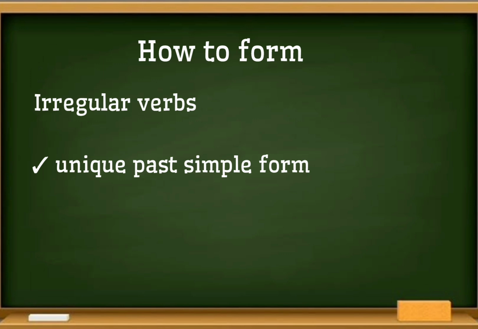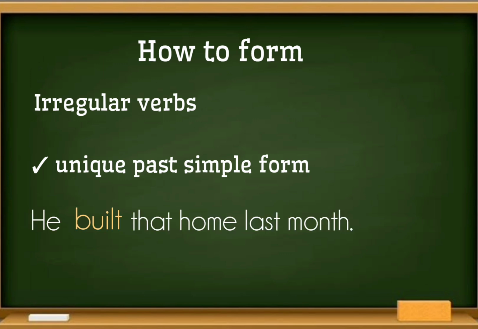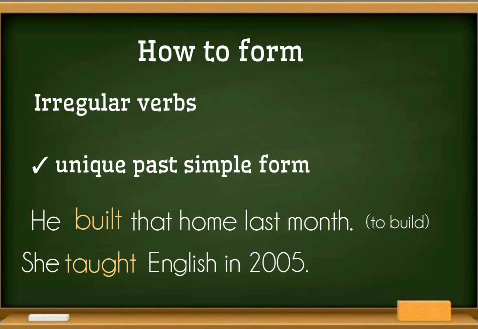For irregular verbs, remember, irregular verbs have a unique past simple form, which means we can't add d or ed to the verb infinitive form. For example, he built that home last month. The infinitive form of the verb built is to build. She taught English in 2005. The infinitive form of the verb taught is to teach.